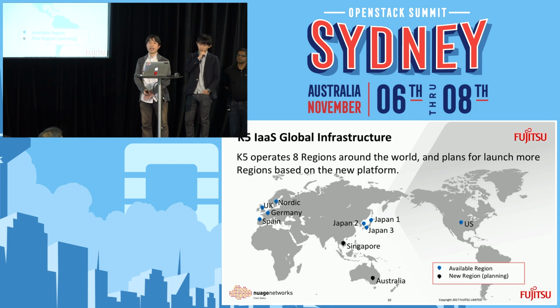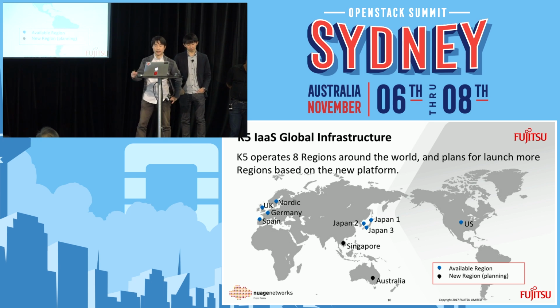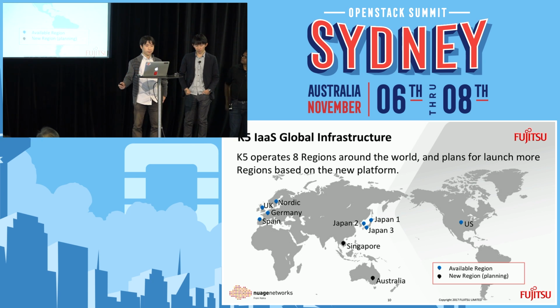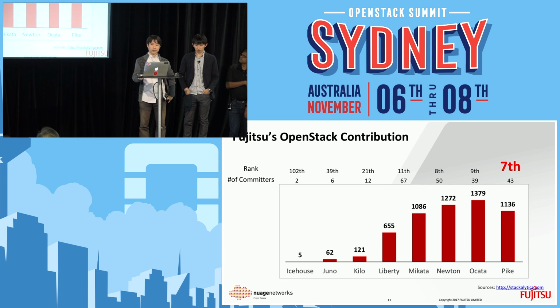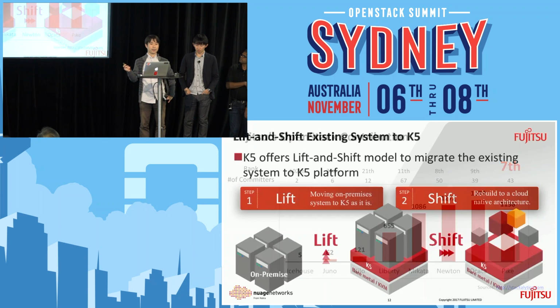K5 is the enterprise IaaS launched from Japan, and now it's available in other countries. It's the largest OpenStack deployment. We operate 8 regions around the world and plan for launching more regions based on the new platform I'll explain later. Sorry, skip this slide.